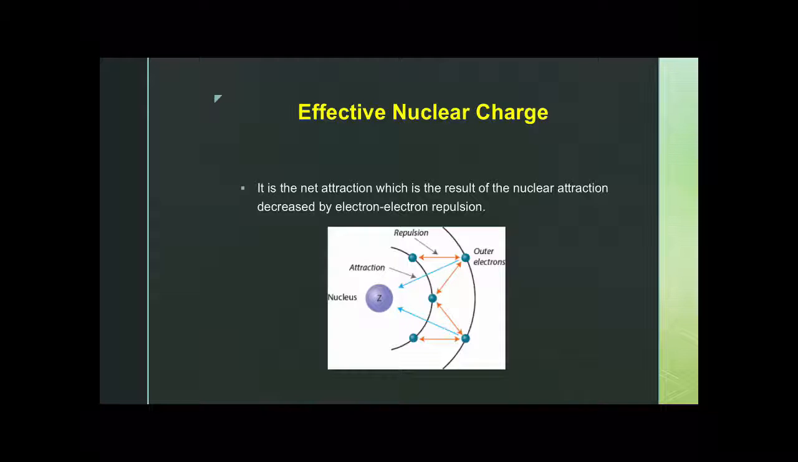In addition to the attraction between the electrons and the nucleus, there is an opposite force of repulsion between this electron and the other electrons in the atom. So it's basically the net attraction that is the result of the nuclear attraction decreased by the electron-electron repulsion. This partially screened nuclear charge is the effective nuclear charge.